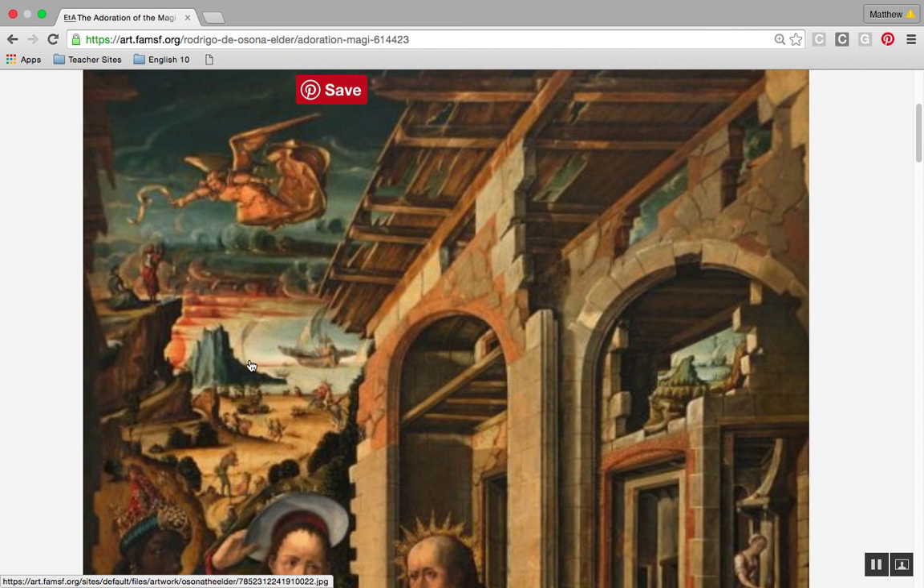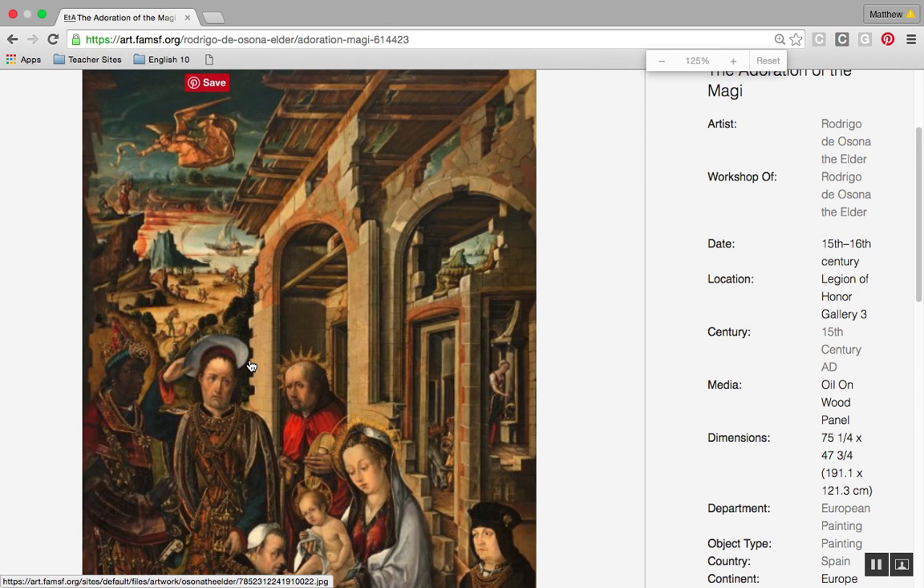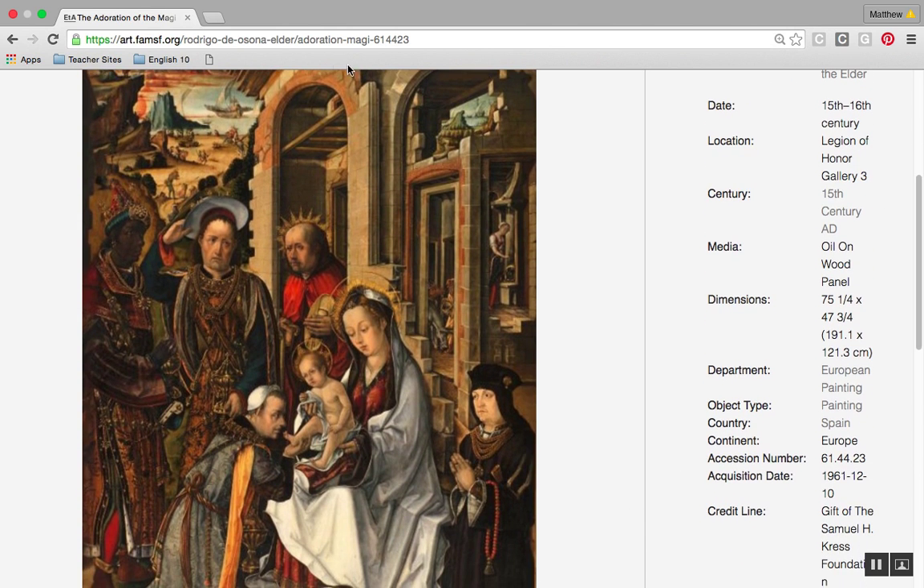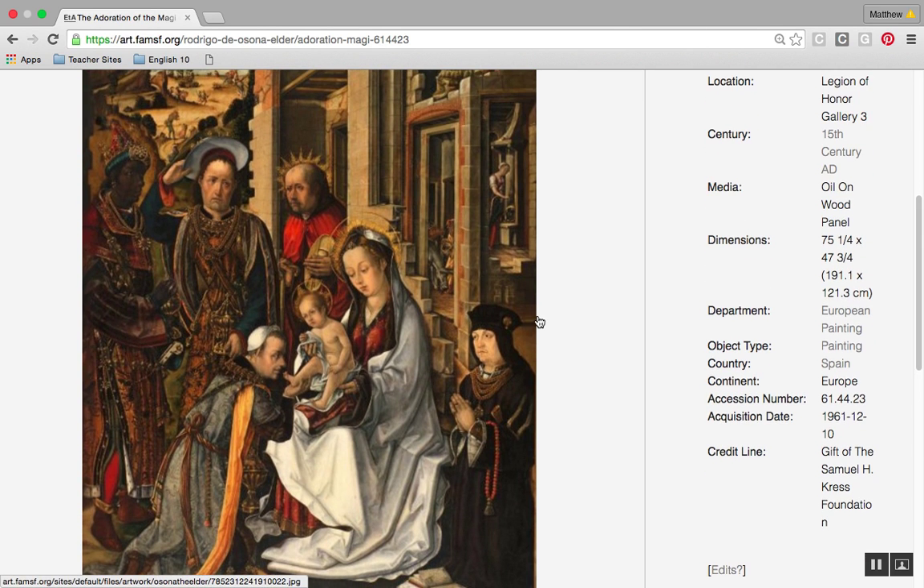All right, so the question has to be asked. I'm just going to back this image up a little bit. Okay, the question has to be asked: why would Osona paint this image, right? Embed this narrative, this story of New World conquest and exploration, in a picture with the Holy Family, with the birth of Christ, because those two things did not happen at the same time, right? So why would Osona do that?